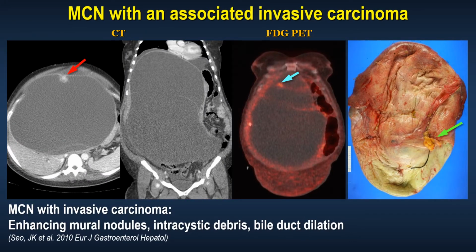In a 38-year-old woman, a large invasive MCN was diagnosed. The operation was performed due to severe abdominal distension. Enhancing nodules are well observed in CT and PET. Enhancing mural nodule, intracystic debris, and bile duct dilation have been reported to be more common in invasive carcinoma than in non-invasive MCN.